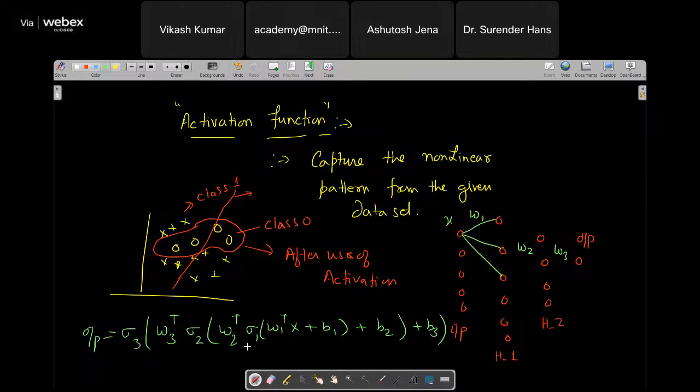Sigma 1, sigma 2, and sigma 3 are the activation functions, and I will discuss the types of activation functions in detail. This is the representation of the output, where B1, B2, B3 we call the bias, and X is the input. This is the representation of the neural net.